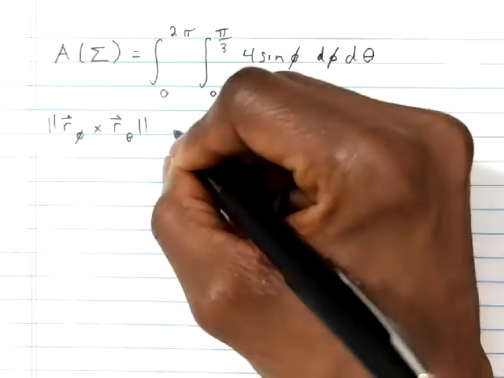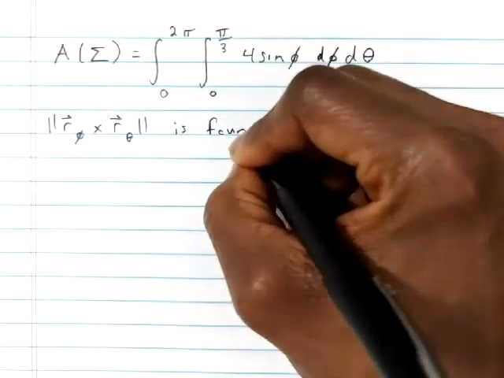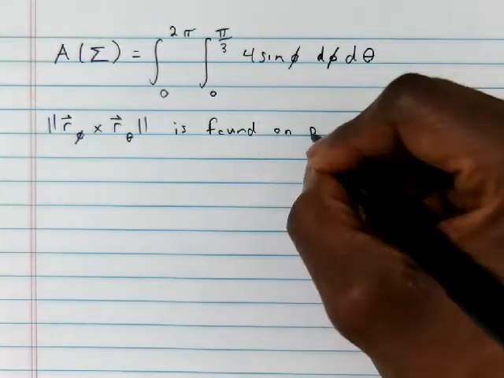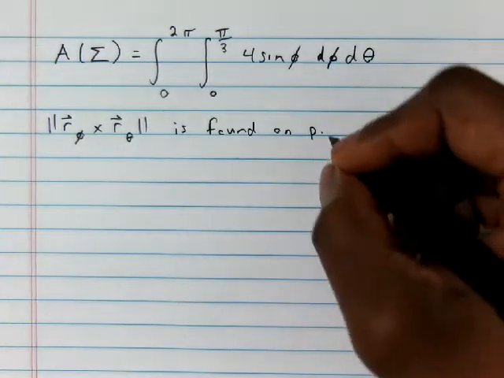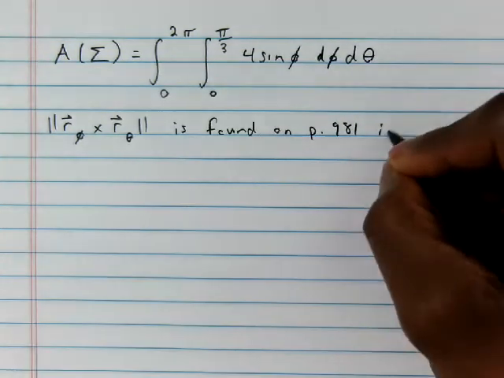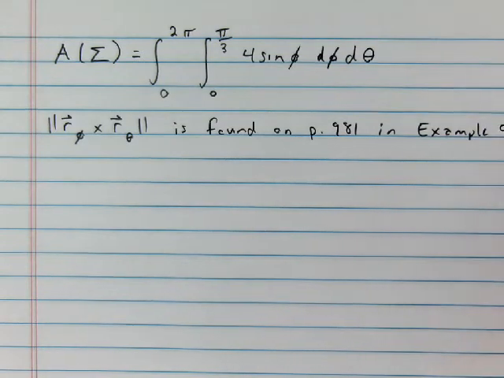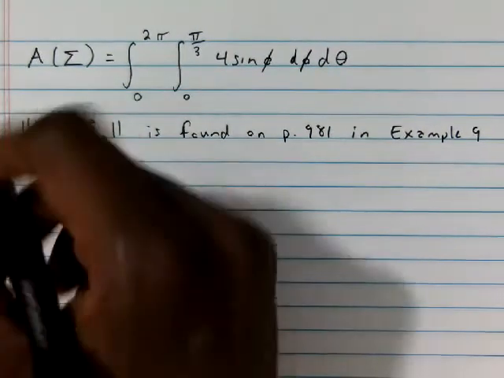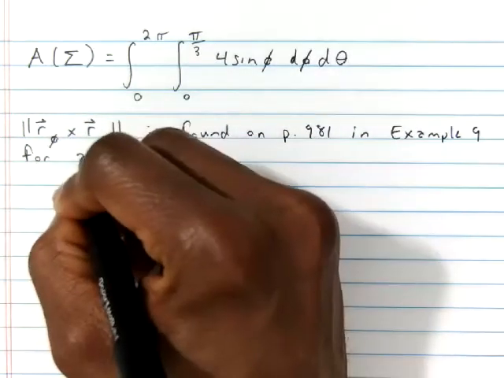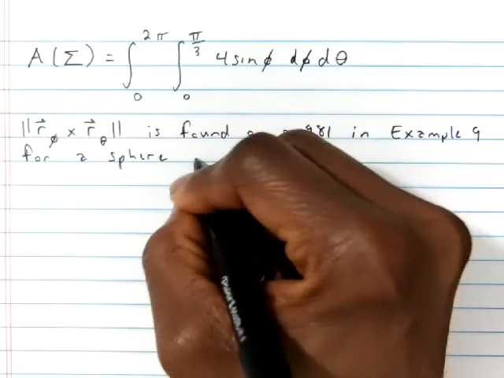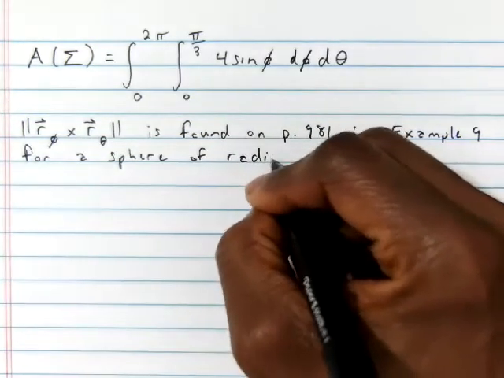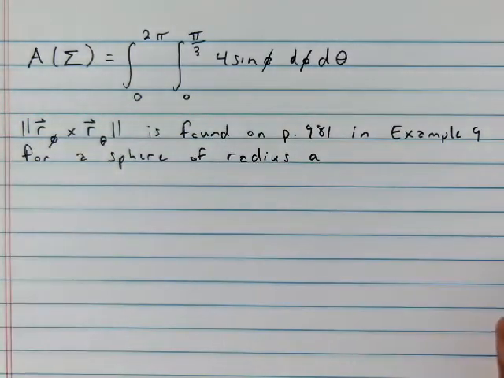So this is found on page 981 in example 9, for a sphere of radius A. Now that's using that particular parameterization of a sphere that's given in that problem. You could parameterize a sphere in other ways, but the likelihood of us doing that is slim.